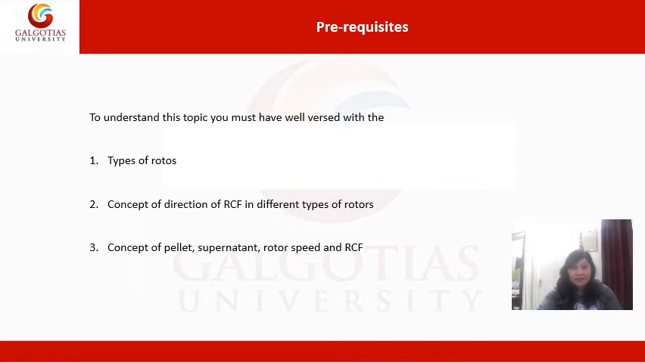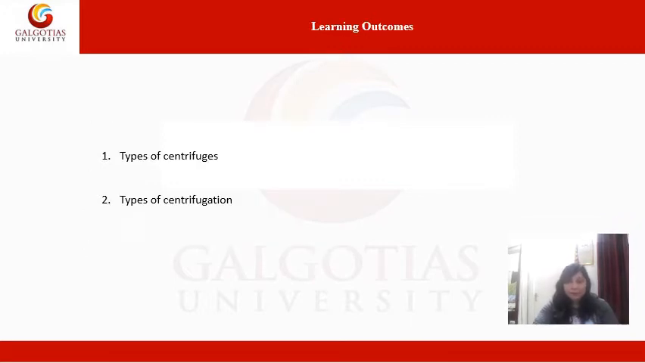Rotor speed is always taken as RPM, that is revolutions per minute. RCF is the relative centrifugal field. This is a property that has no unit because it is the ratio of the applied centrifugal field to the gravity force. After this lecture, you will be able to know the types of centrifuges, the different types of centrifugation, and their applications.